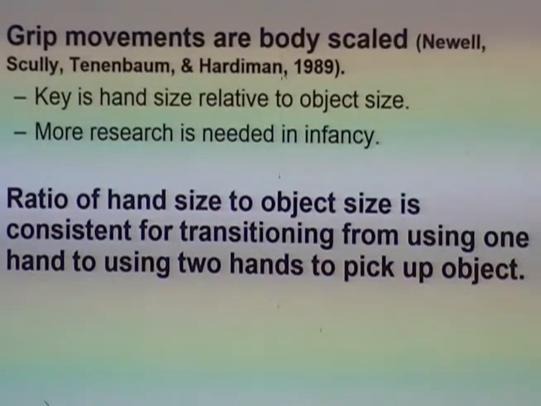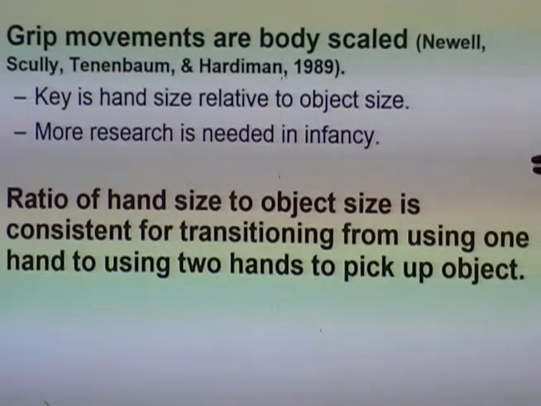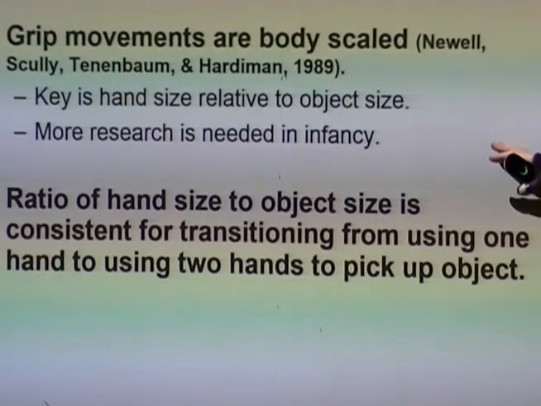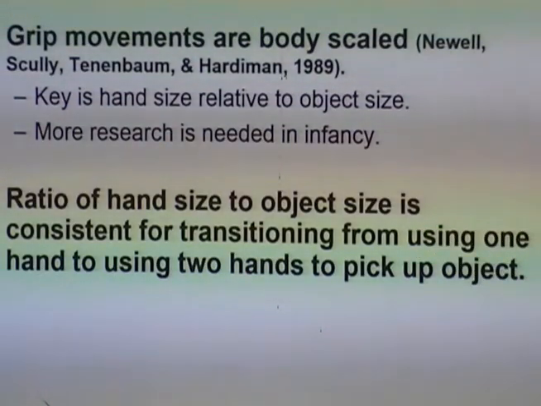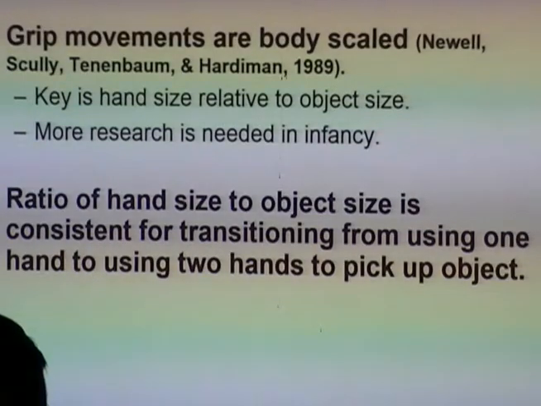We're not sure how this works with infants. Infants seem to sometimes use this rule and other times not. So the research is a little equivocal when we look at infants. But when we look at children from the age of 3, 4, 5 through teenagers and adults, what we see is that the ratio of the hand size to the object stays consistent when we transition from wanting to use one hand to two hands.